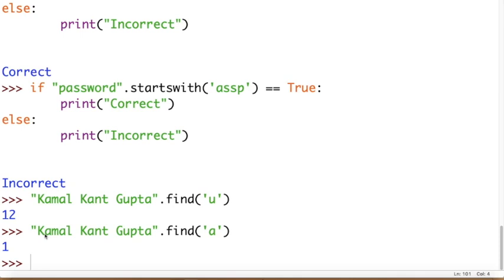So from my name, the first occurrence of the letter A, and that index will be returned, that is 1. So 1 is being printed.